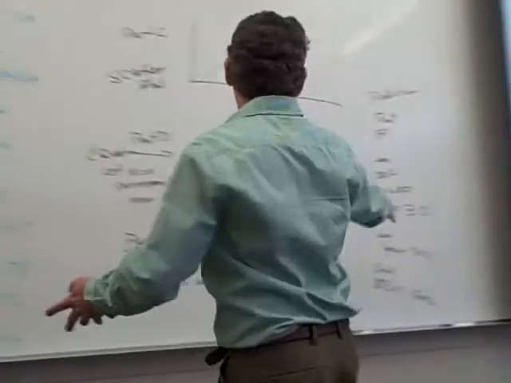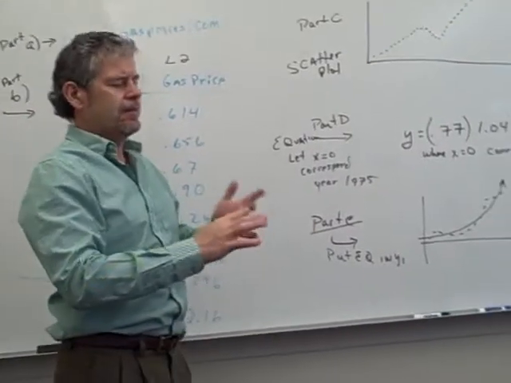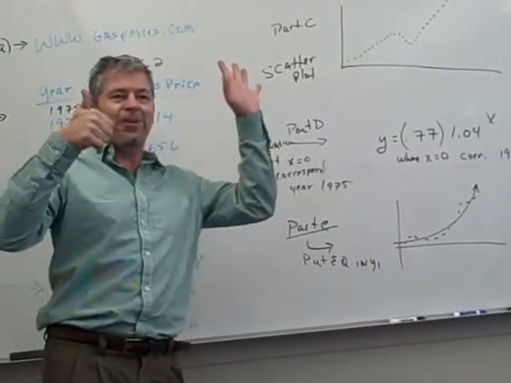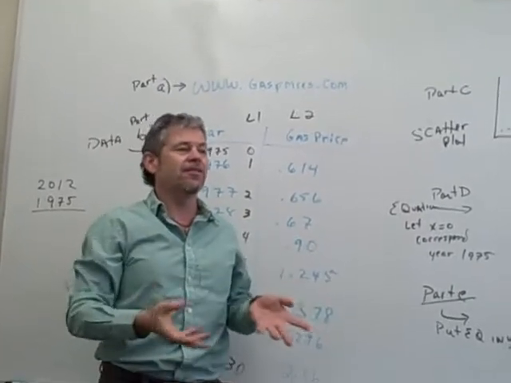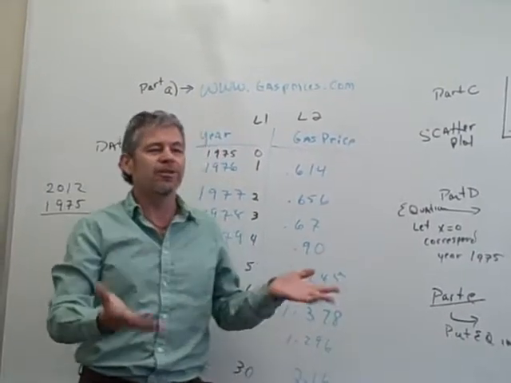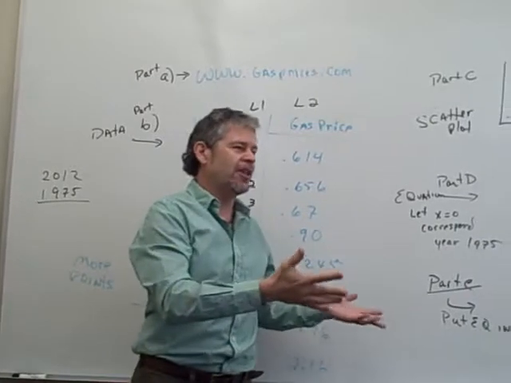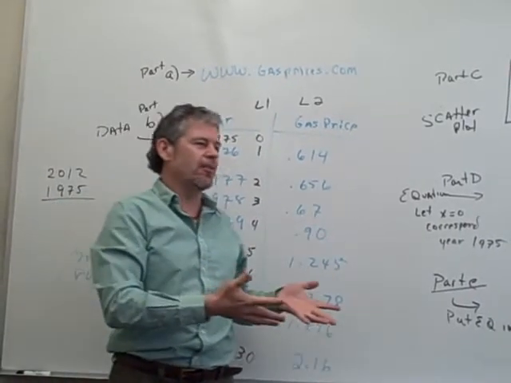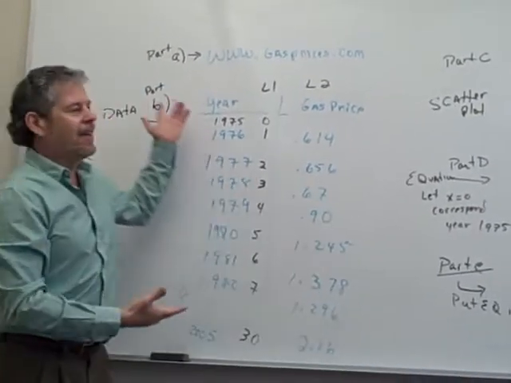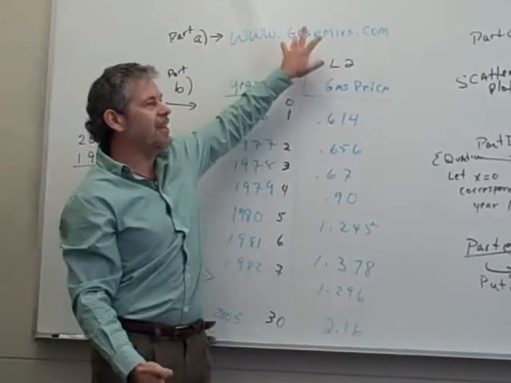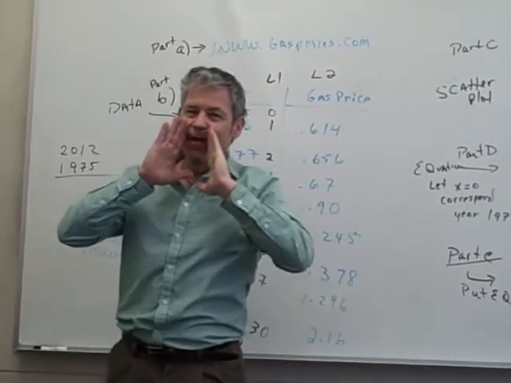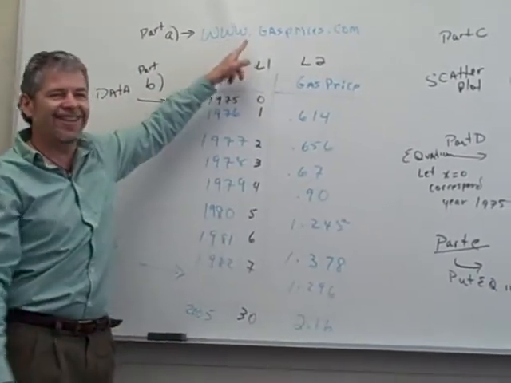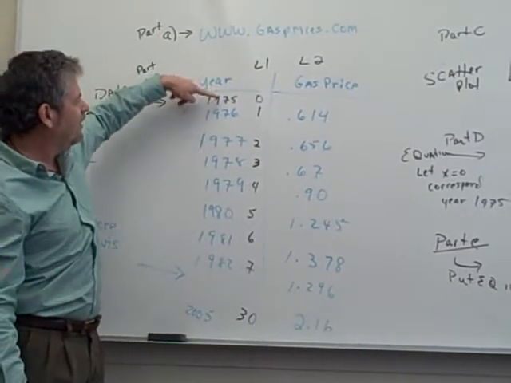There's 6 parts, A, B, C, D. First part is find some data. Do a Google: gas prices in the United States, Walmart stores, number of Subway shops, number of people stealing squirrels from houses, whatever. And what you want to do is find some data. I use www.gasprices.com. That's a fake website. Don't look for it. But anyway, here we have some data.